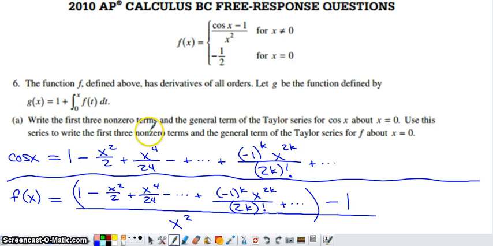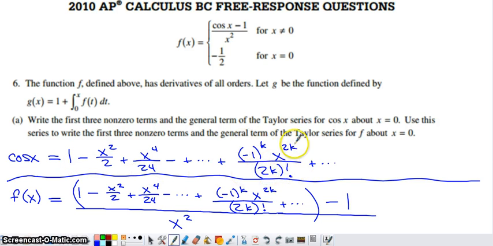And then in part A here, what they want us to do is write the first three non-zero terms and the general term of the series for cosine of x about x equals 0. Now, if you want to use the definition of a Taylor series, you can attempt to build this from scratch, but you will be better off if you know the series that converge to cosine of x, sine of x, and e to the x. In this case, if you know the series for cosine of x, you can quickly rattle off the first three non-zero terms and then the general term.